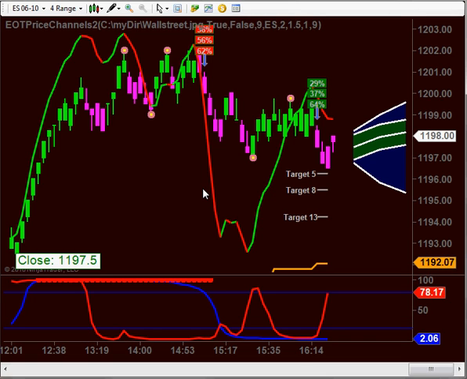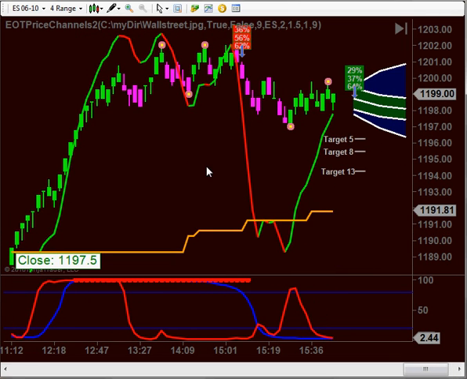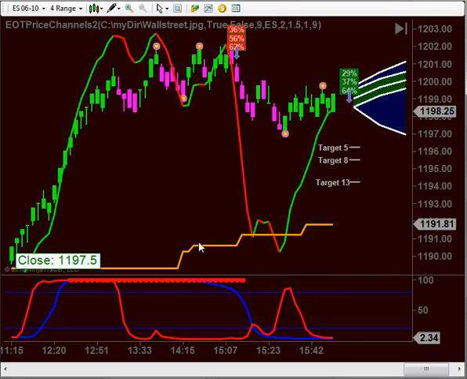Trading 3 contracts on the ES is something that's recommended in the chat room over there at eotpro.com, and that's the system that I'm using right now, and it's pretty exciting stuff. So I just wanted to get some information out there.